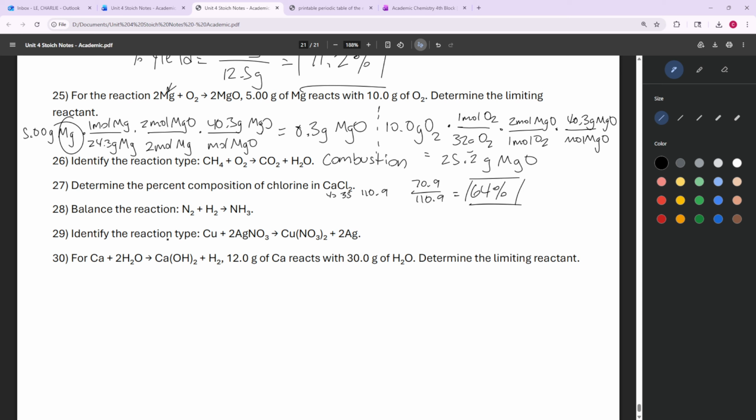Balance the reactions. So let's see, because of the 3 and the 2 on the hydrogen, I'll put a 2 and a 3 there, and then that should balance the nitrogens. That is a double replacement reaction here.